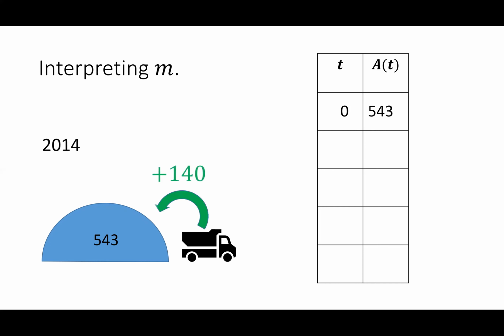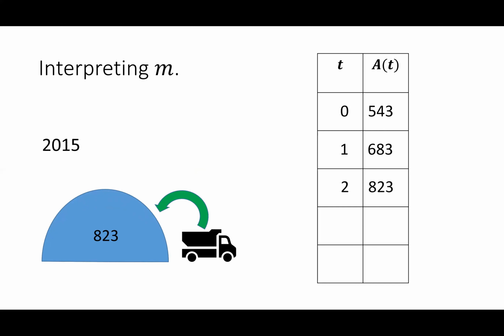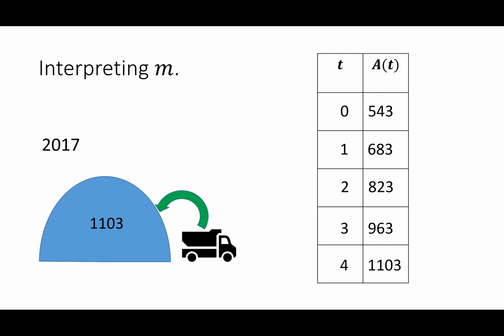Next, in 2014, I'm going to throw 140 pounds on top of the pile, which means I've got 683 pounds now. Then 2015, I'm going to throw another 140 on top. And each and every year, I'm just going to keep adding 140. And I already knew in 2017 that there was going to be 1,103. Okay, so that's what M means. Effectively, it's how much was in the bed of the truck when it dumped into the river.